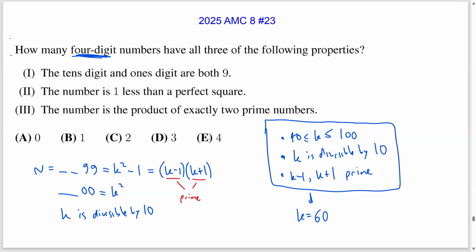In particular, k equals 90 does not work. This is a pretty easy one to mess up, because while 89 is prime, 91 is not. So 91 is 7 times 13. So we can now conclude that there's only one possible value of k, which is 60. This is going to lead to the following value of n: 60 squared minus 1, which is 3599. And this is the only possible value. We can say that the answer is going to be B, 1.